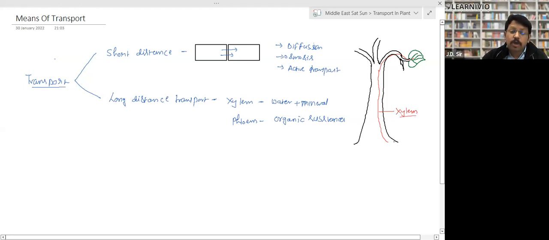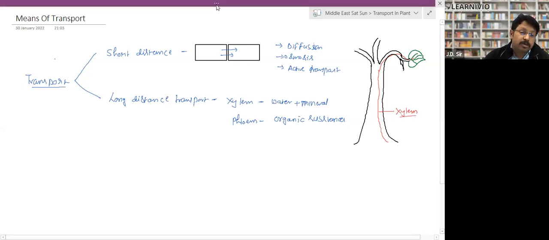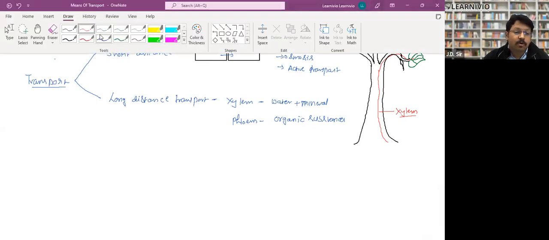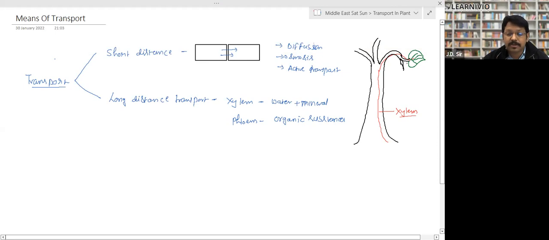In return, what does the root require? Roots cannot do photosynthesis because they are not green. They do not have chlorophyll. In return, leaves give them back the organic substance, and that is the food. So these are the phloem. Phloem is responsible for providing food, right? So that's how the long distance transport takes place with the help of xylem and phloem, right?